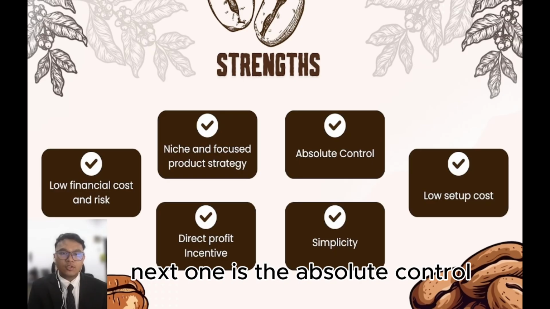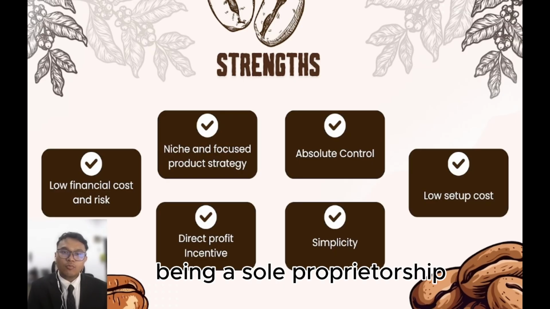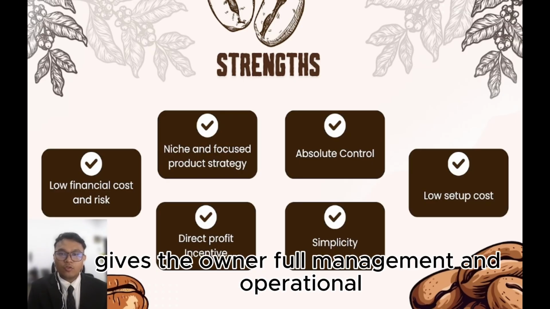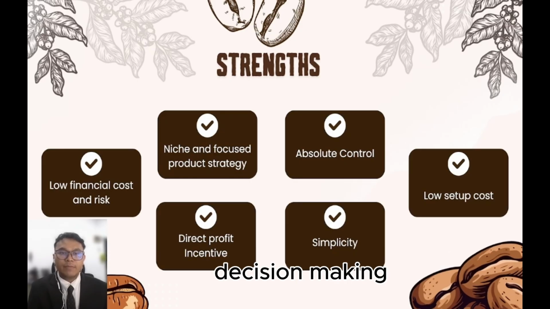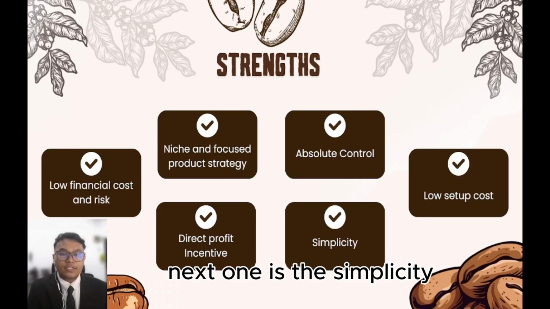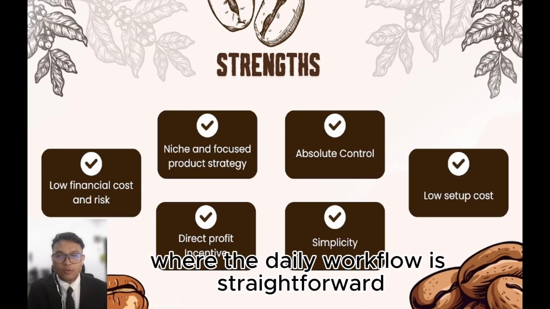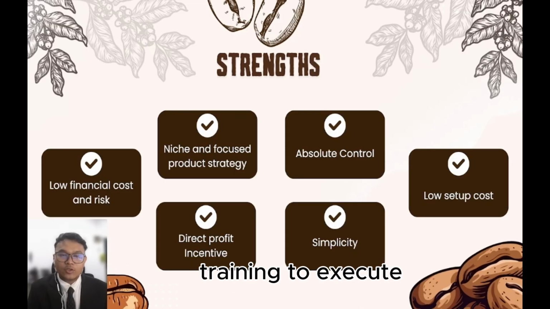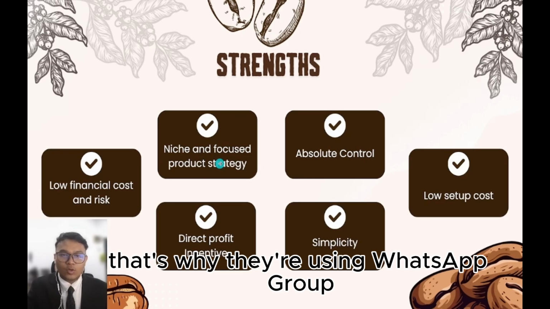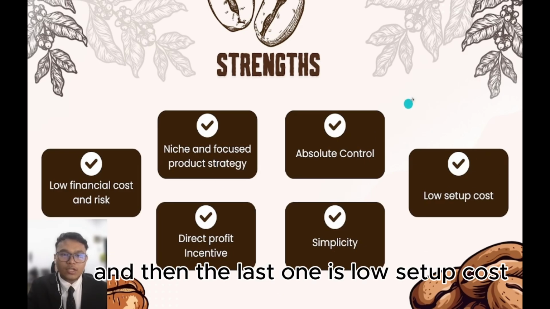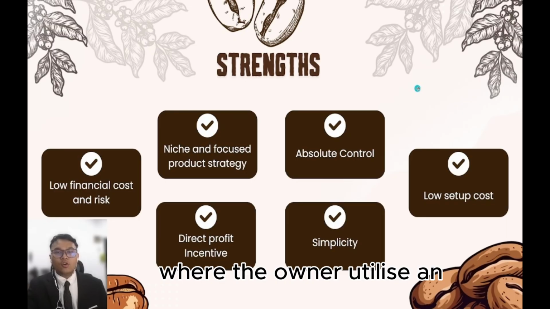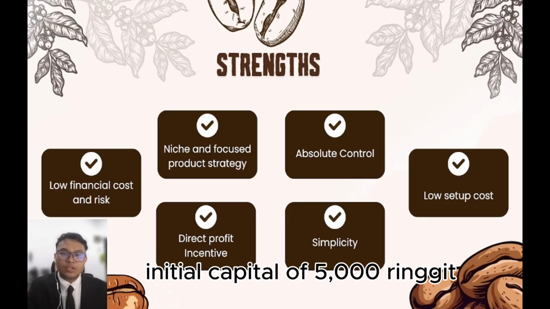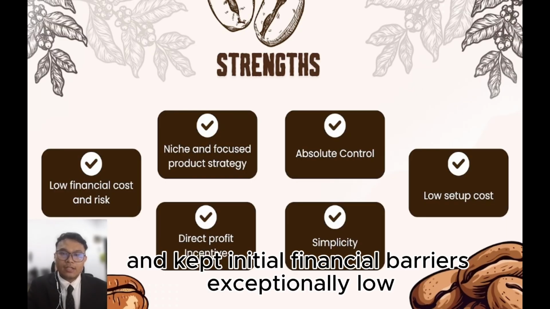Next one is the absolute control. Being a sole proprietorship gives the owner full management and operational decision making. Next one is the simplicity, where the daily workflow is straightforward and requires zero complex accounting training to execute. That's why they're using a WhatsApp group. And then the last one is low setup costs, where the owner utilizes an initial capital of 5,000 ringgit and keeps initial financial barriers exceptionally low.